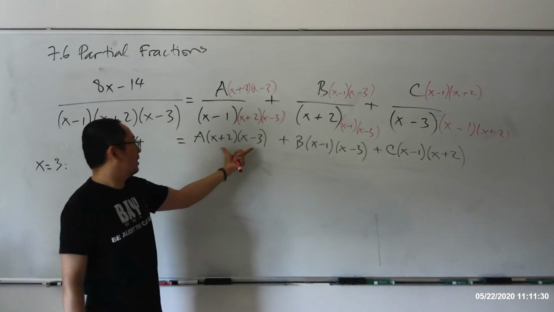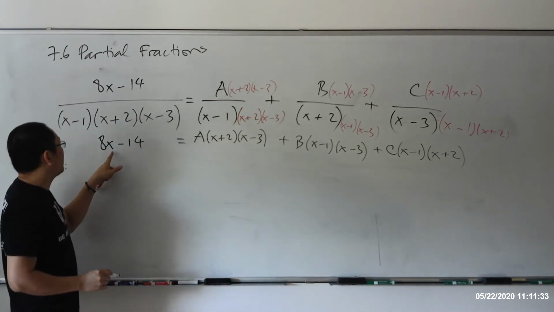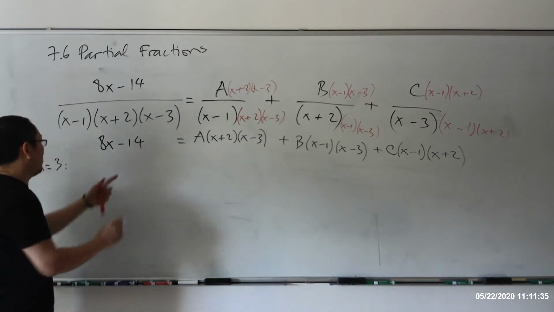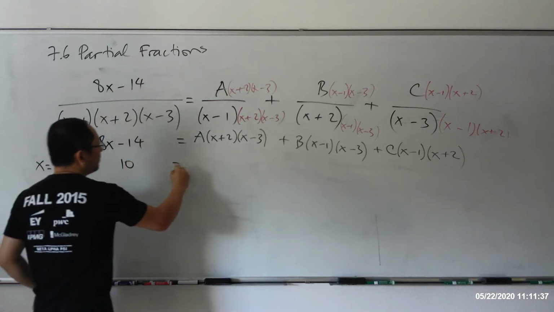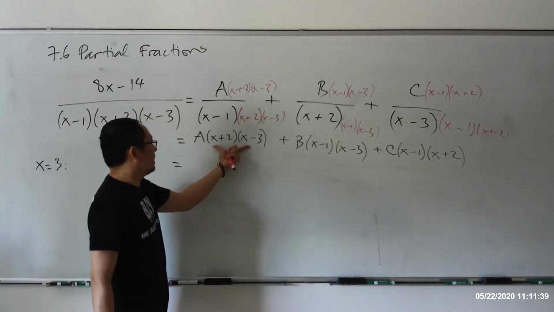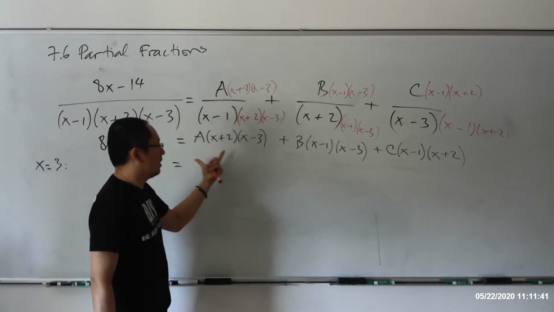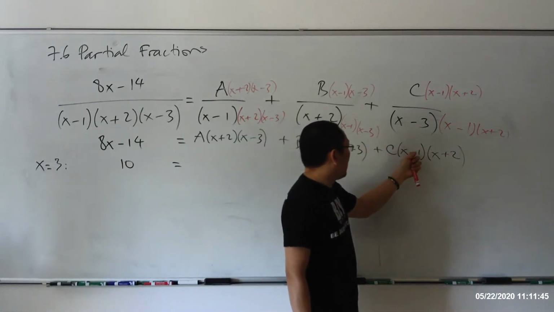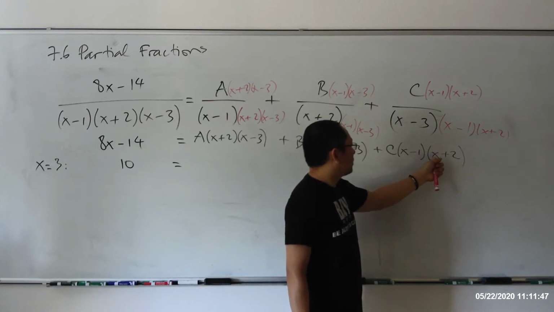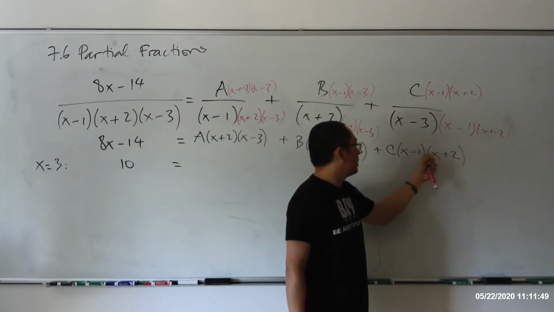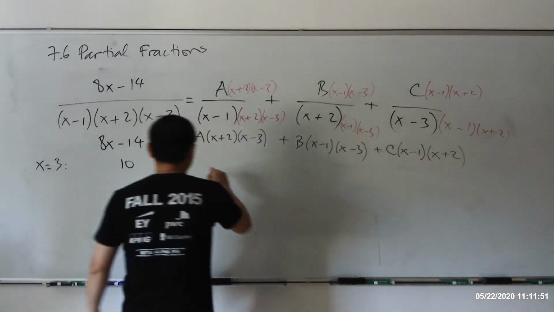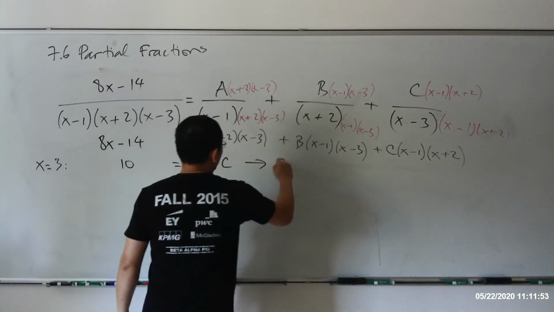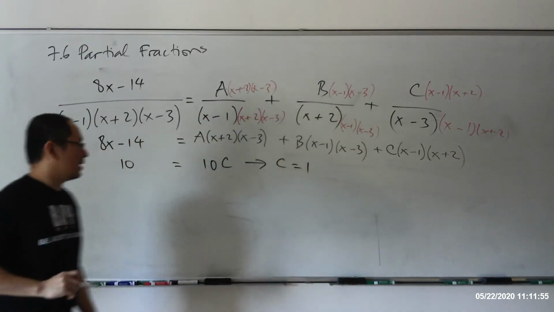Right here, right? 3, and what? 8 times 3 is 24, minus 14 is 10. The first term is going to be 0 because 3 minus 3 is 0, times whatever is 0. Same thing, the second term is 0. What about the third term? 3 minus 1 is 2. 3 plus 2 is 5. So 2 times 5 is 10, so it's equal to 10c. So c is 1. How quick is it?